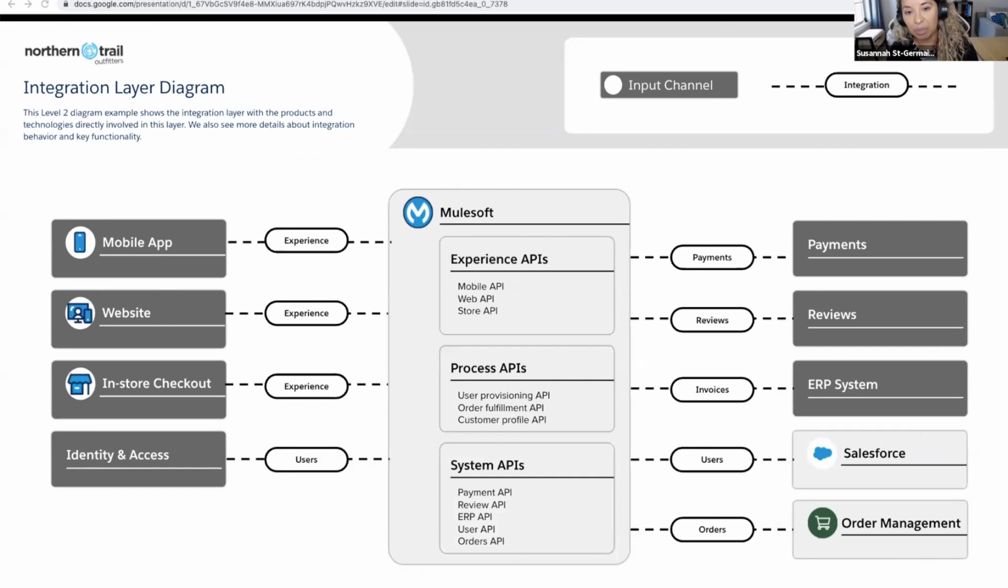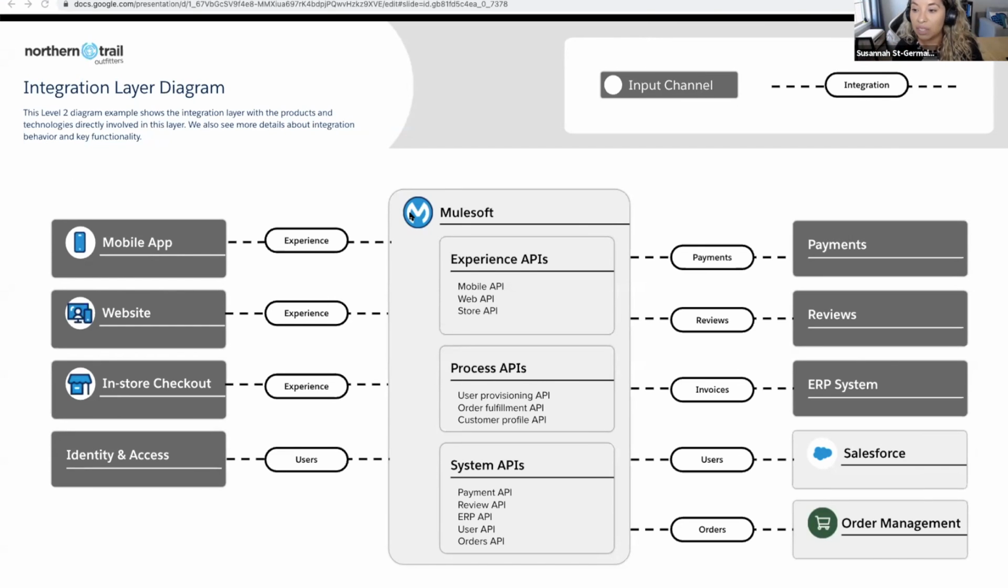And in this case, the piece is the integration layer. So we're seeing how the integrations are involved in this particular solution, the B2C commerce solution. And we're only seeing the products. You'll notice that we had Marketing Cloud and Service on the other diagram. What we're seeing here are only the products that are involved in integration, because we're showing the integration layer.